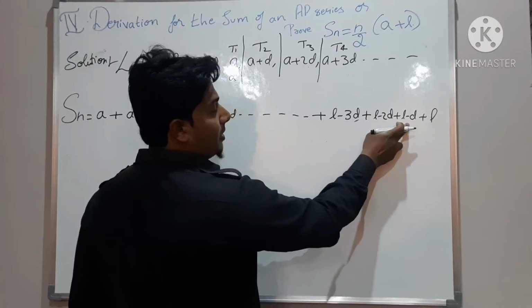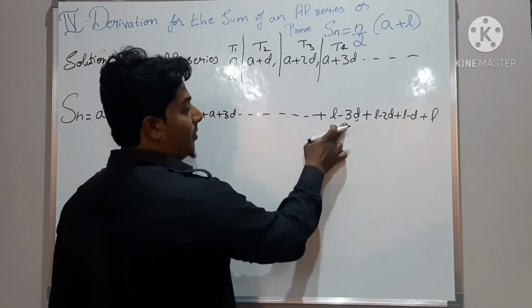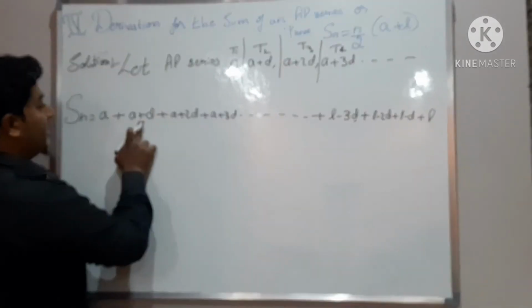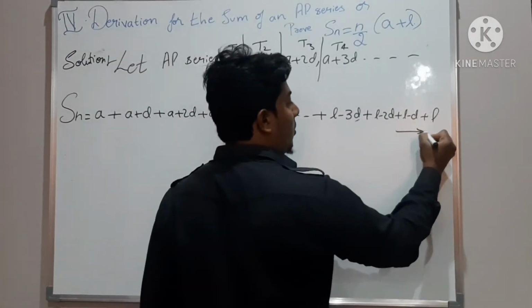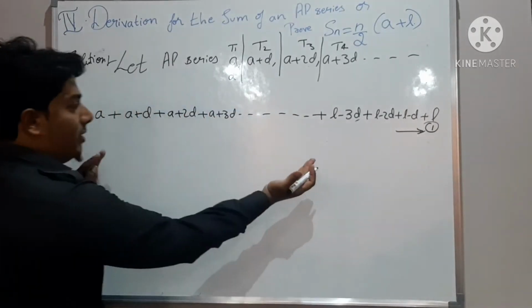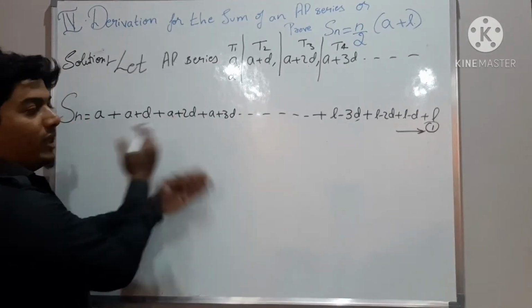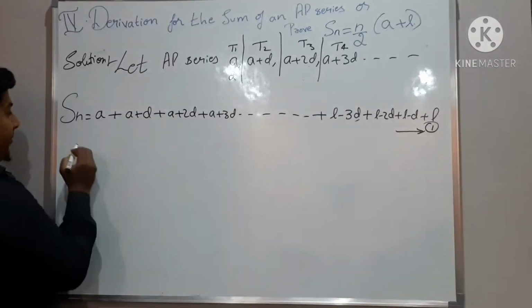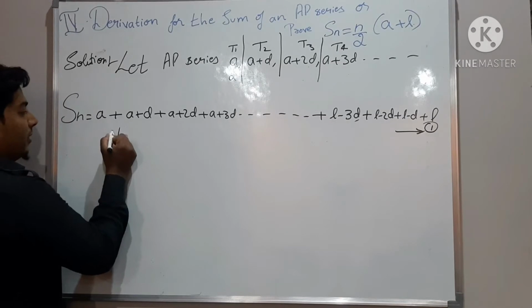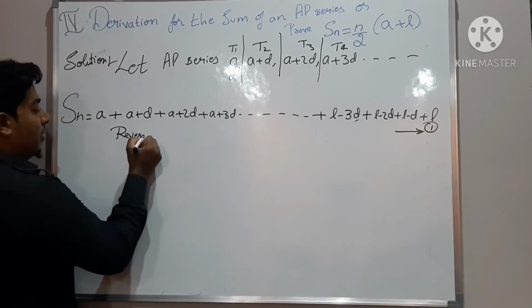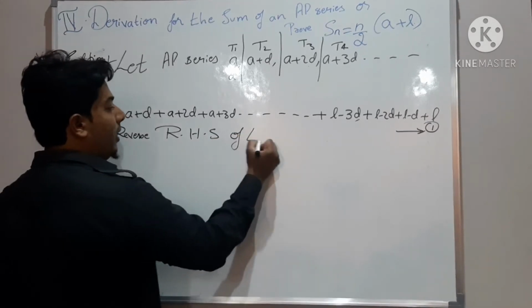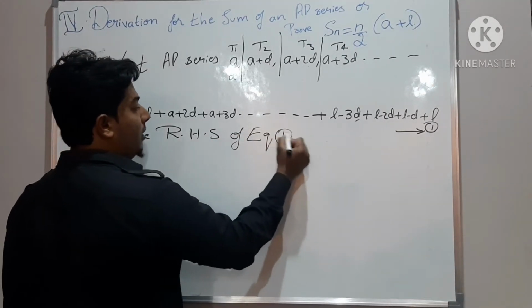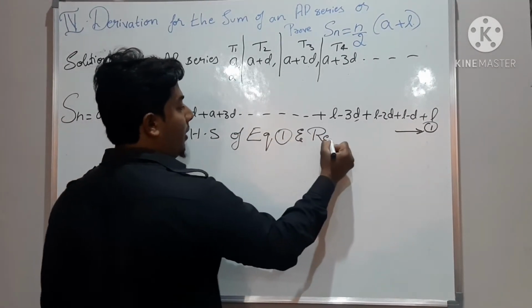Last term, last but second term, last but third term, last but fourth term. First term, second term, third term, fourth term, etc. Call this equation 1. Reverse the right hand side of equation 1 and rewrite.